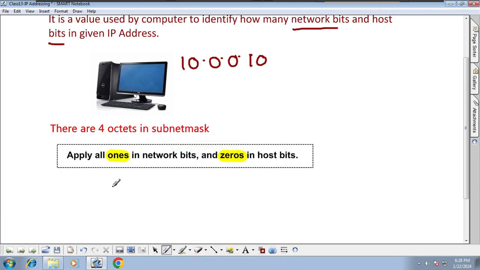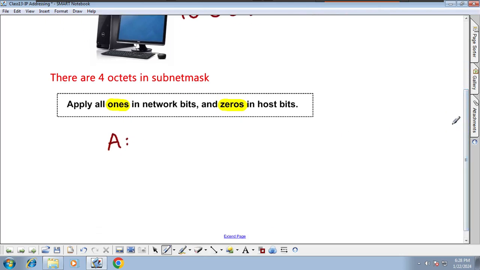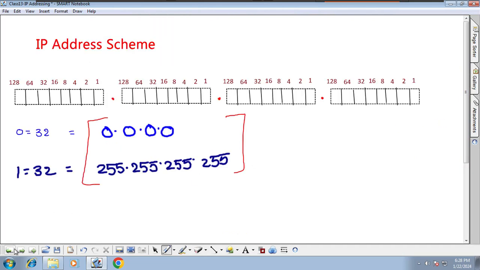Let's take class A. How many network bits for class A? 8 network bits. You remember the previous picture? See, this is 8 network bits. If you apply ones in all 8 network bits, because it is class A, and zeros in all remaining bits.